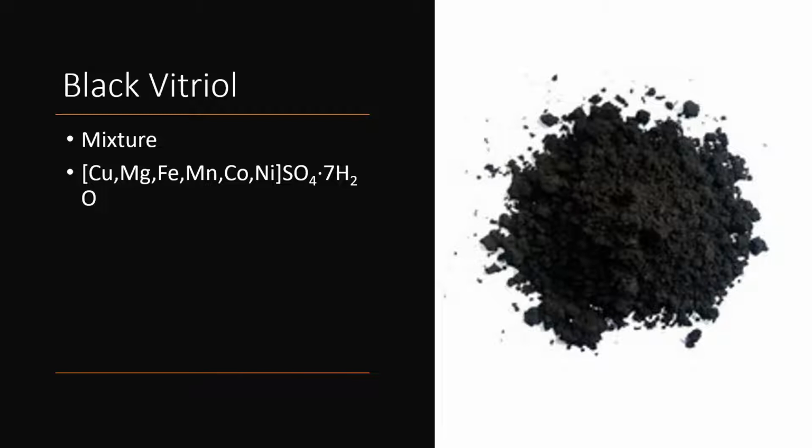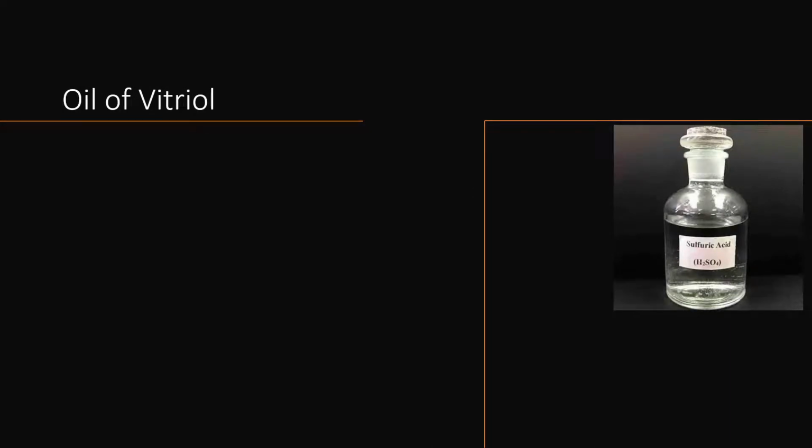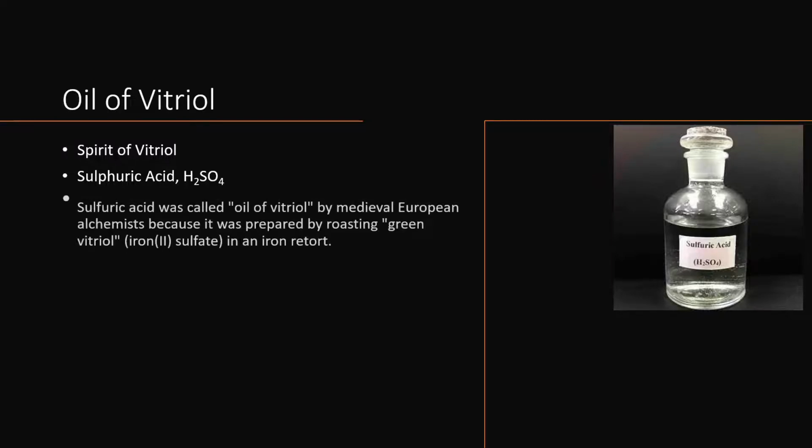Now we go to a different list of vitriols. We again start with the most famous, which is the oil of vitriol. In the beginning, we talked about how vitriols were compounds that contain metal sulfates. Here, it is not a metallic substance. We have an acid. Oil of vitriol is sulfuric acid, which has the chemical formula H2SO4. It is also known as spirit of vitriol. Sulfuric acid is known as the oil of vitriol because European alchemists prepared it by roasting green vitriol. So since it comes from a vitriol, they kept the name oil of vitriol.